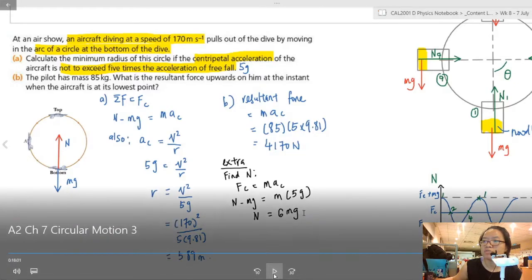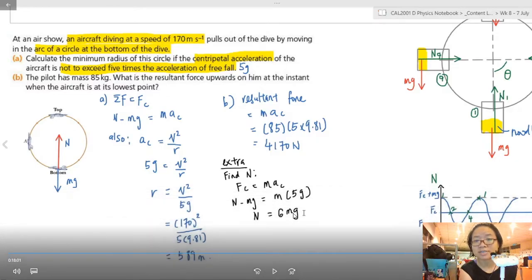So this 6 mg actually shows you that the pilot is actually experiencing a lot of G force. 6g can actually knock you unconscious because your system cannot handle very large acceleration. So when the plane comes down, am I in the camera?